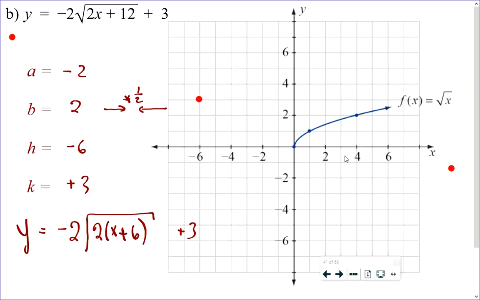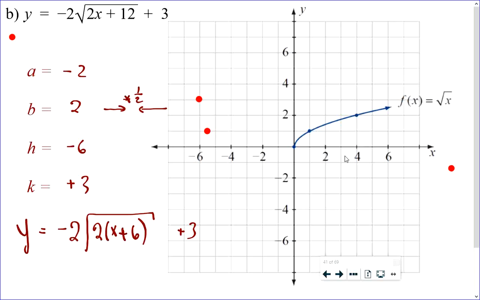Let's move on to another key point. I'm going to reflect this point vertically. It goes here. I'm going to stretch it vertically by a factor of 2. It's going to be twice as far away from the x-axis now. I'm going to stretch it horizontally by a half, which will put it here. And now I need to move that 6 to the left and 3 up. 1, 2, 3, 4, 5, 6. 1, 2, 3.